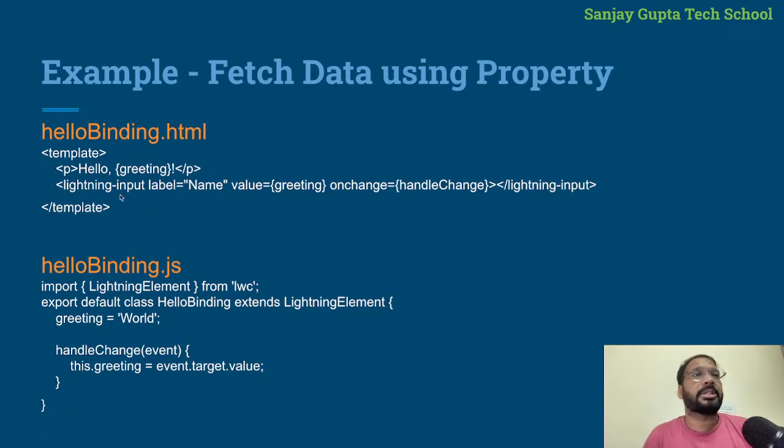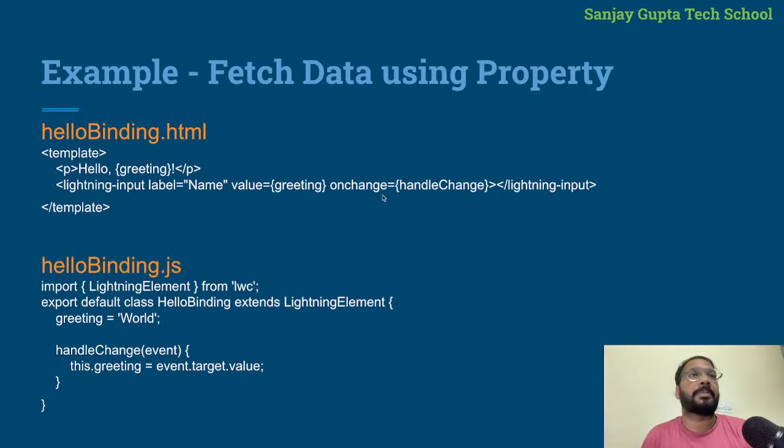So the third line is basically lightning input. Lightning input is a component, and I already told you, like in lightning web component we use this kebab notation, kebab case. So here you can see it is hyphen, then label is name, value is greeting. So initially this lightning input will have the value of greeting. Greeting is having world, so its initial value will be world.